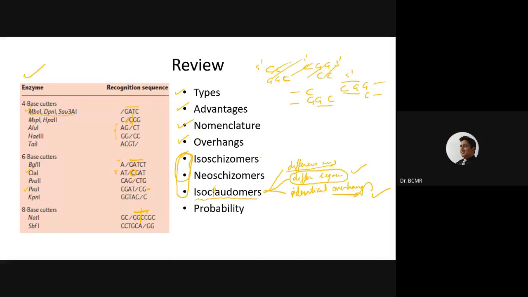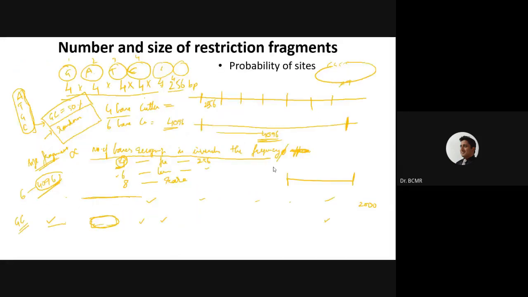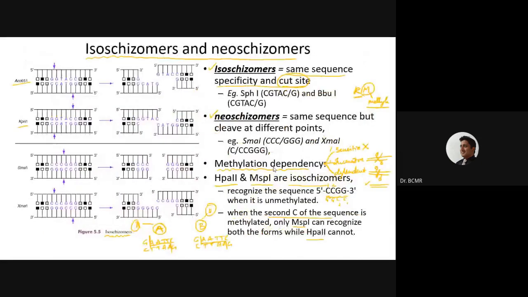Anybody knows about isoschizomers? I think you can educate me. I forgot maybe. I got confused maybe. Neoschizomers and isoschizomers. To my understanding, different enzymes recognizing the same sequence and cutting the same. But in my slide, I made a mistake maybe. So here it is recognizing the same sequence, but cutting at different locations. These two are different. It says neoschizomers. But I have written this.